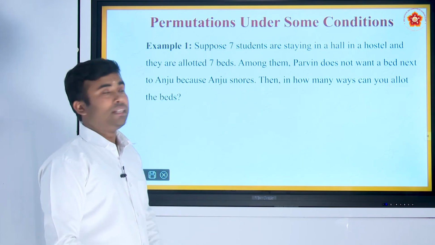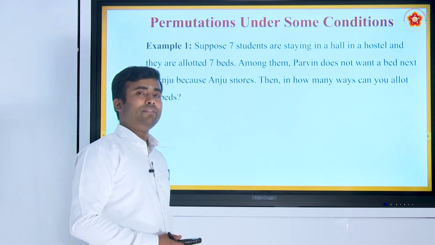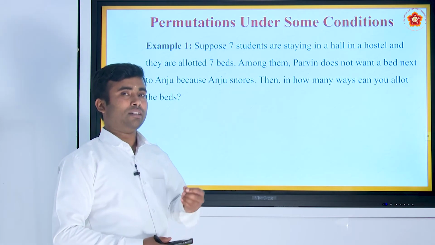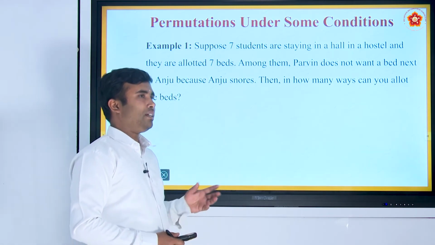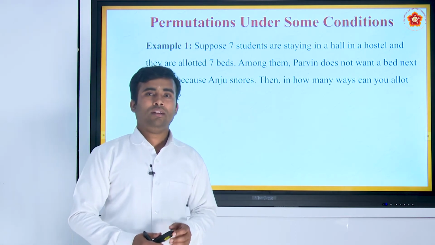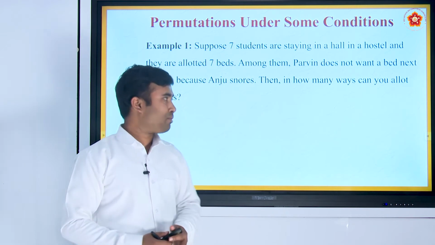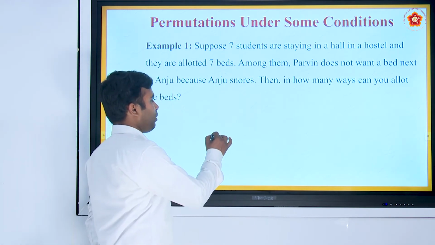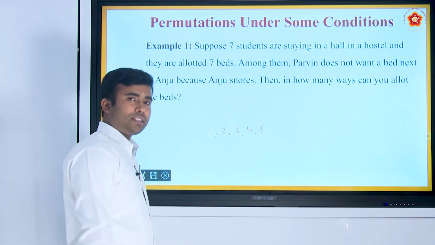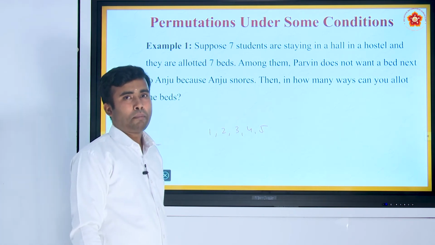So next, let's see permutation under some conditions. We did not study the conditions yet, so now let us see them. Say, for example, how many 3-digit numbers are possible from the digits 1, 2, 3, 4, 5? Understand? And the condition here is that the digits can be repeated.